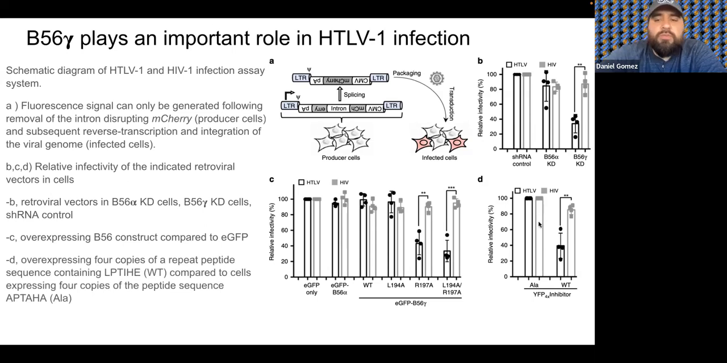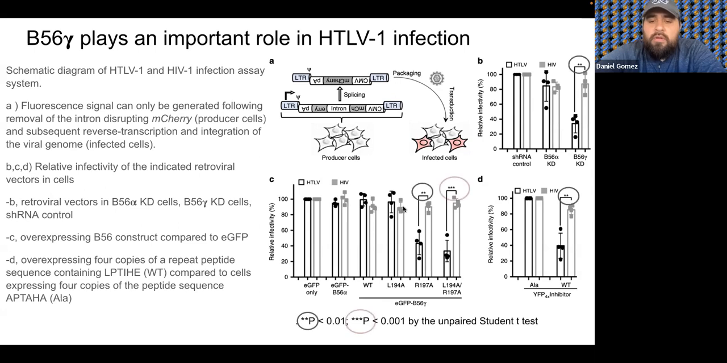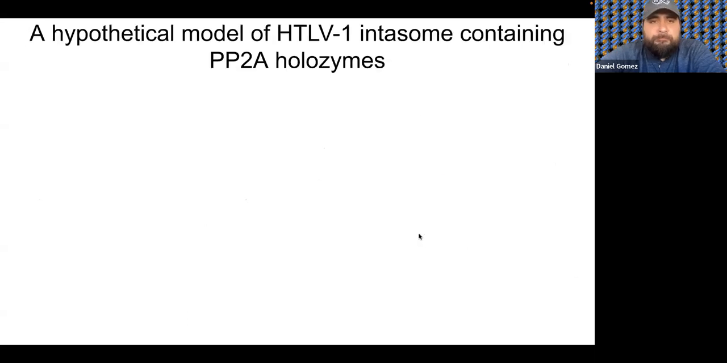And then in D, you have an overexpressed four-copy repeat of a peptide sequence with the LIEXXX motif. This one's actually LPTIHE, which was the wild type. Compared to the cells expressing four copies of the alanine mutant, you see a significant drop of infectivity in this wild type expressing that specific motif. And then again, the p-values are here, which were determined by an unpaired Student's t-test. So that's some of the statistics involved.